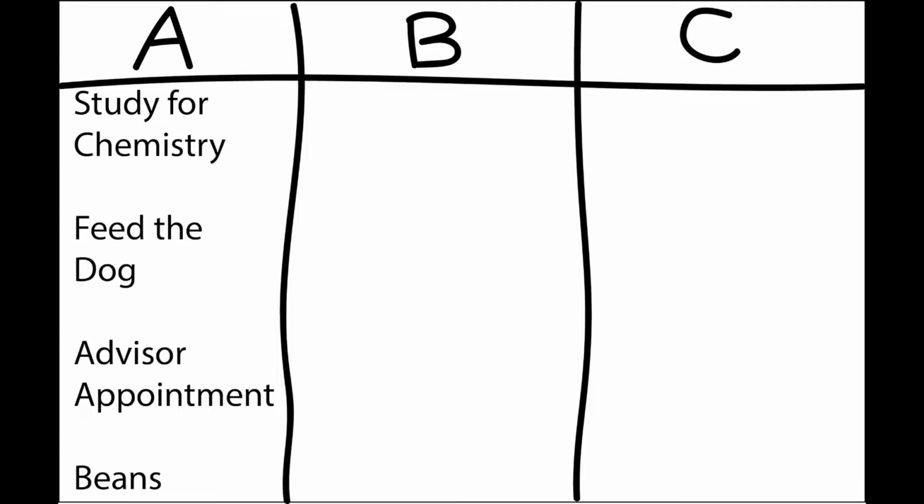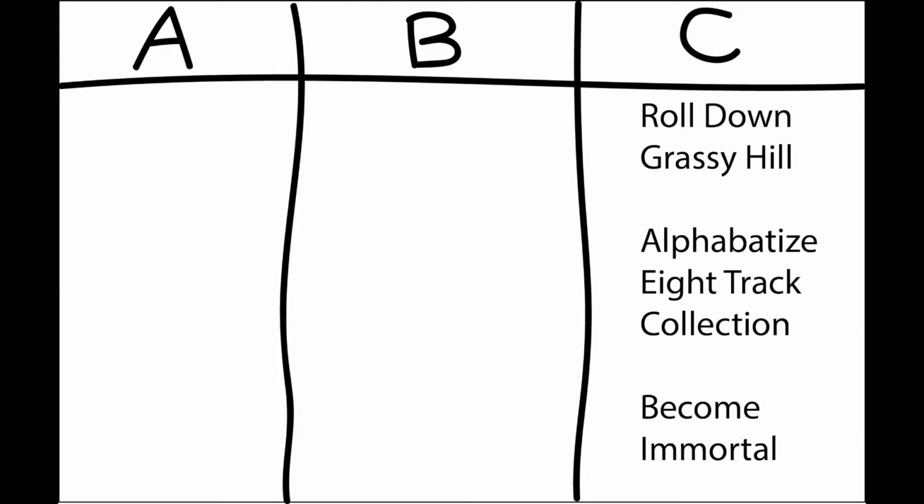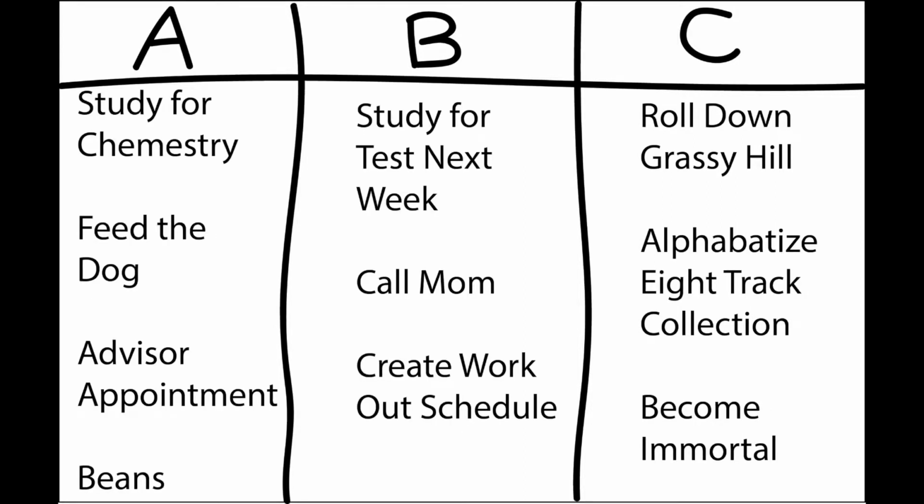As you can see, first you need to make 3 columns, A, B, and C. Then fill each column with your tasks based on their level of importance. Column A is for things that are extremely important and must be done immediately. Column B is for things that are not immediate but should be completed soon. Finally, column C is for things that you can wait to do. Once you've placed your to-do list into the columns, you obviously should begin working on column A.